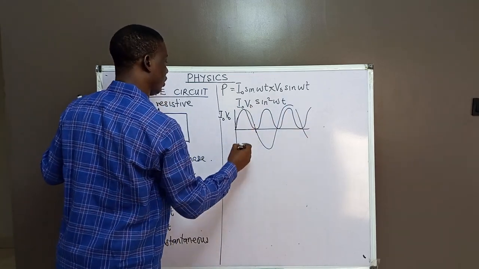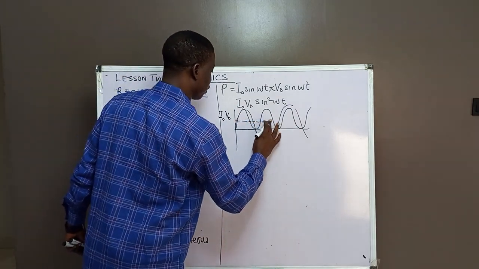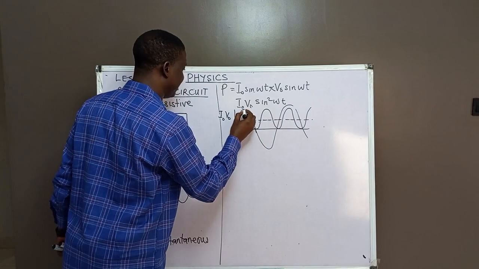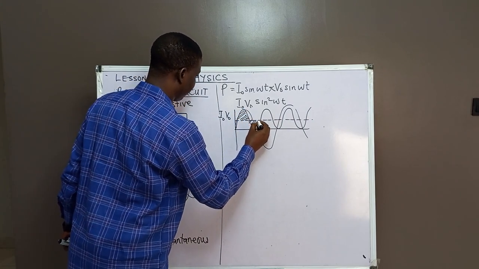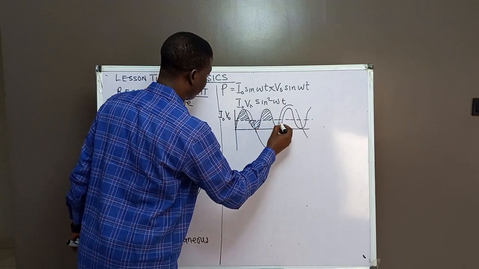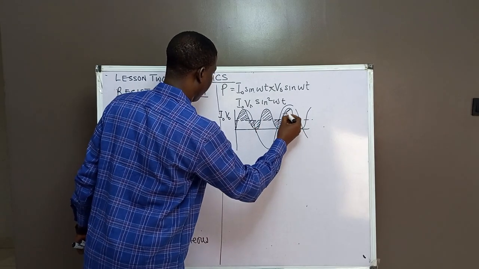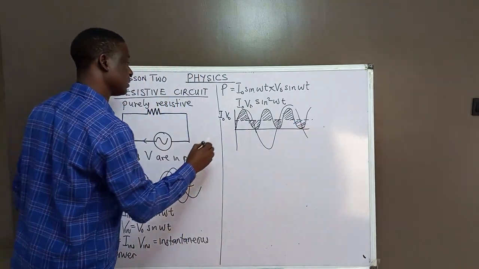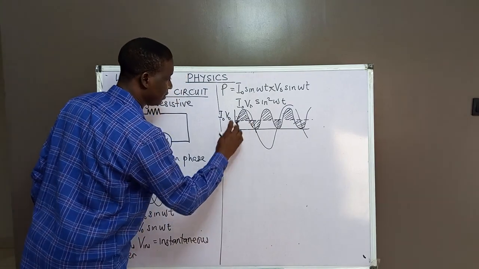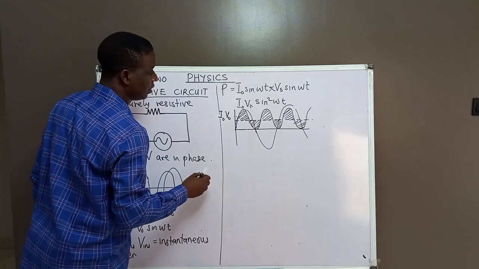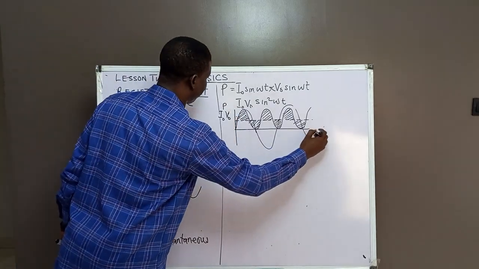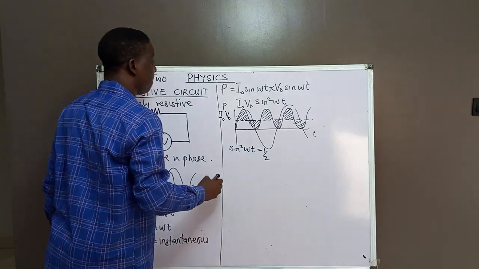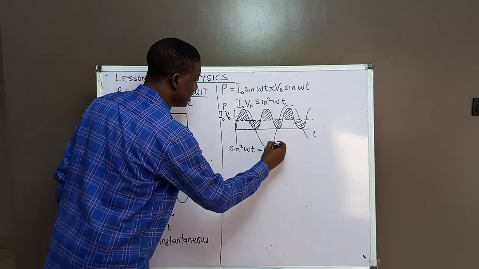Now let me section it, so that you can see what I'm saying. Let me label this part. What I'm trying to show is that the power, I naught V naught, in the graph of power against time will produce sine squared omega t to be equal to half, because now this is sine omega t.